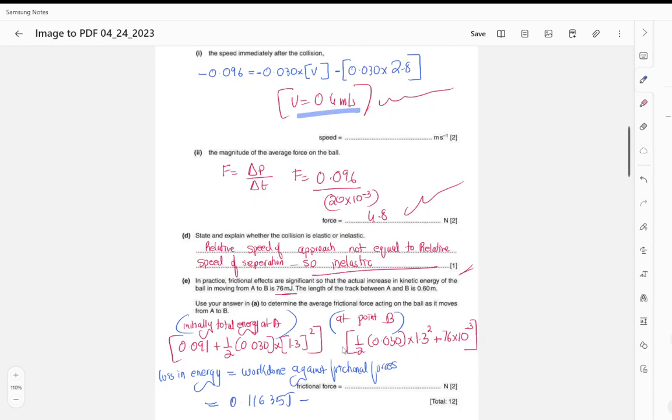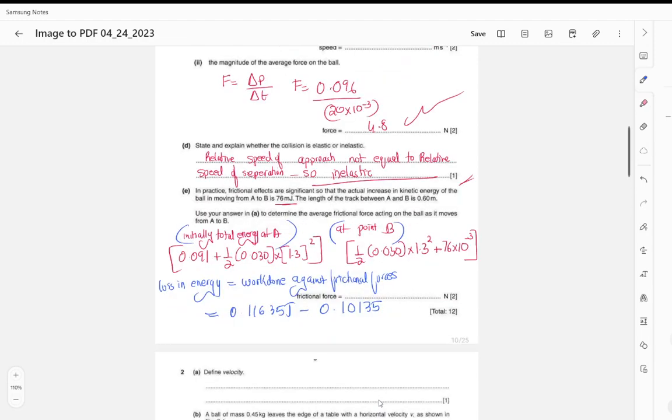0.5 multiplied by 0.030 multiplied by 1.3 whole square plus 76 into 10 raised to power minus 3. And this gives me a value of 0.10135. So let's just calculate this value and let's just subtract the two values and let's see where we stand.